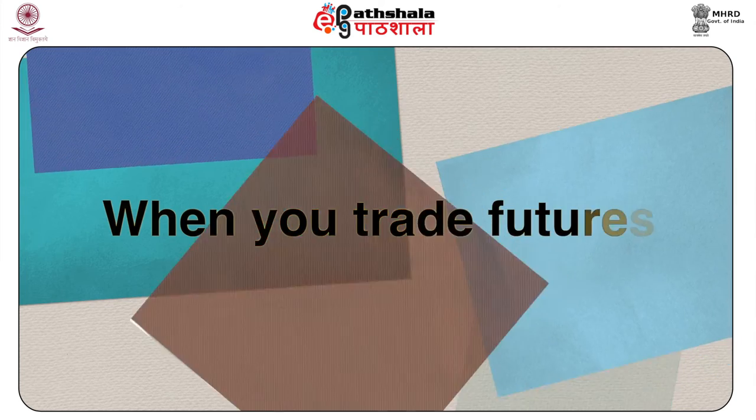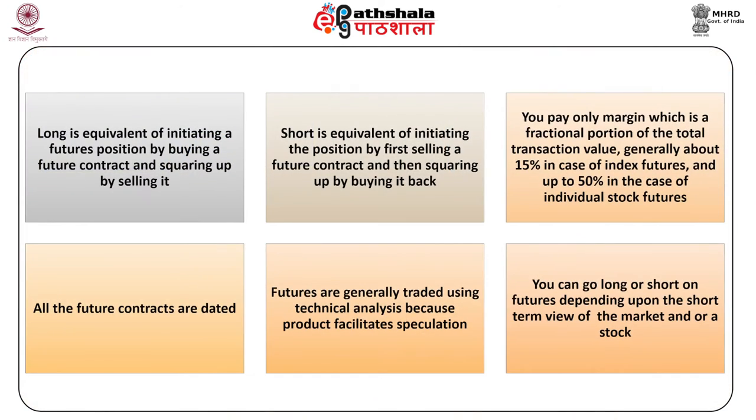When you trade futures, going long is initiating a futures position by buying a futures contract and squaring up by selling it. Going short is initiating the position by first selling a futures contract and then squaring up by buying it back. You pay only margin, which is a fraction of the total transaction value, generally about 15% in case of index futures and up to 50% in case of individual stock futures.